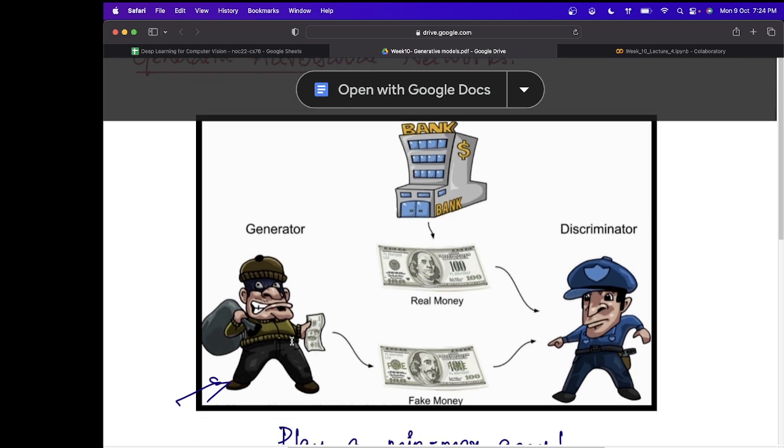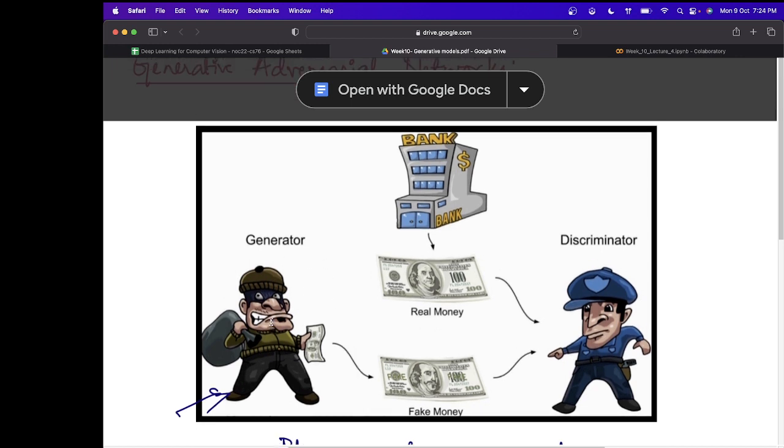Now initially the thief doesn't know anything about what the currency note looks like, or he doesn't know how to copy the real notes, I mean. So what he'll do is he'll try to create something which is not a very good approximation of the real money, right? And now he'll get caught by the police, right? So next time, this will tell the generator or the thief that the note that I generated was not good enough. So now he'll improve the quality of the fake note, right?